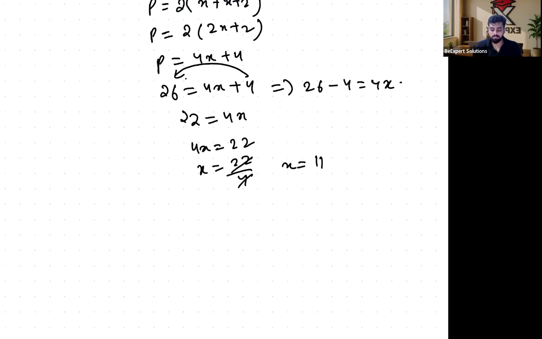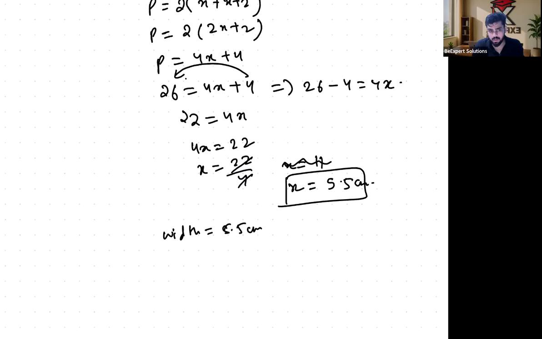No, sorry, not 11. So x equals, I think, 5.5. Okay, that's centimeter. Don't forget to put that. That's your width. So your width is 5.5 centimeter and your length is 7.5 centimeter. These are basically the two values that you will be getting.